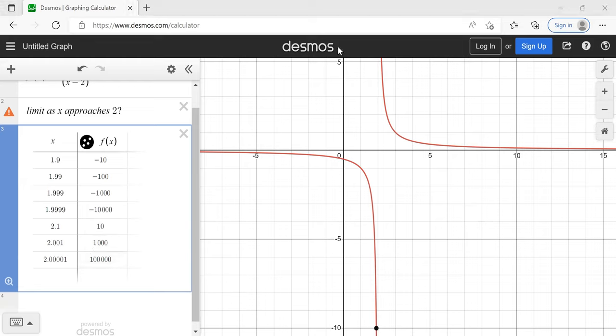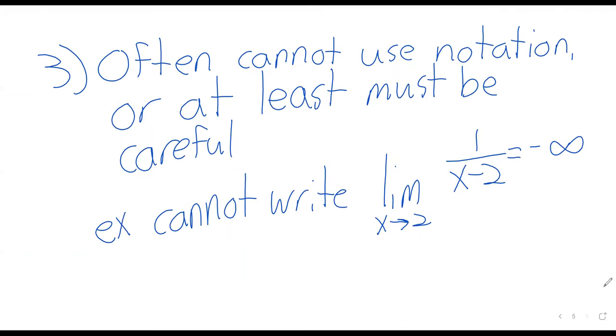So we cannot always use this notation, even though our intuition perhaps is that as x approaches 2, these numbers are getting really big. Negative 10,000 is sort of, in our intuition, a big number. 100,000 is a big number, but we cannot use this equals infinity notation.